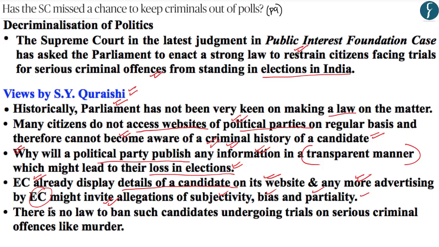And the fifth and the last concern raised by the author is that there is no law to ban such candidates that are undergoing trials on serious criminal offences, and therefore it becomes up to the parliament to enact a strong law that would restrain citizens that are facing trial for serious criminal offences from standing in elections in India. But then again, it goes back to the first point that historically, parliament or political parties within the parliament have not been very keen on making laws on this matter.